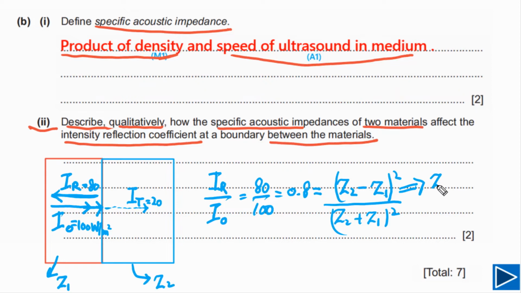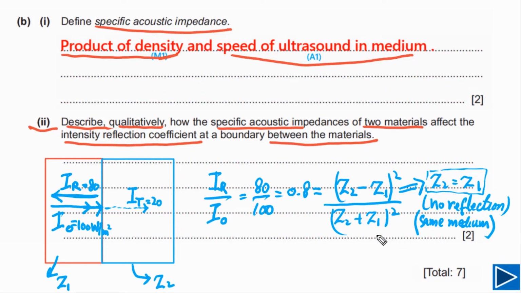Z2 is equal to Z1. So this is case 1. In this case, no reflection takes place. It simply means that if the media is the same, ultrasound waves will not be reflected. Same medium, it means no reflection. If the medium is the same, ultrasound waves will not be reflected. And a medium is the same if they have the same acoustic impedance.